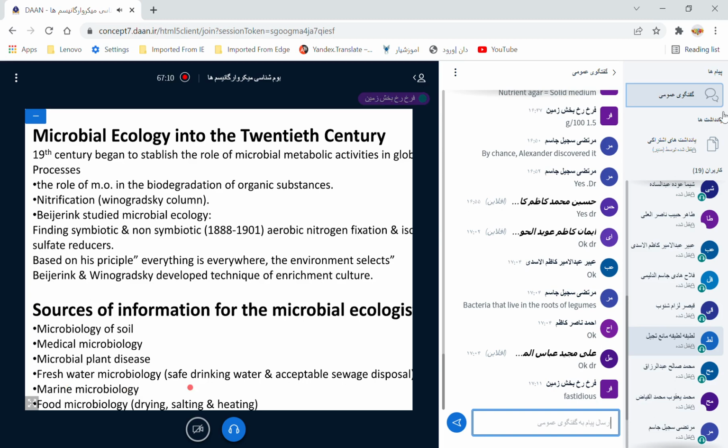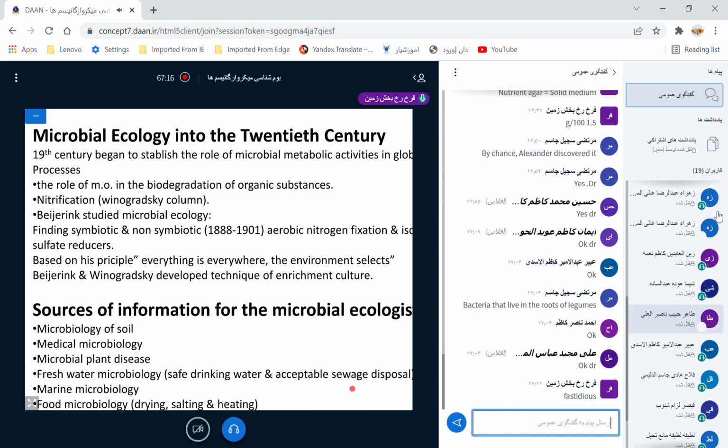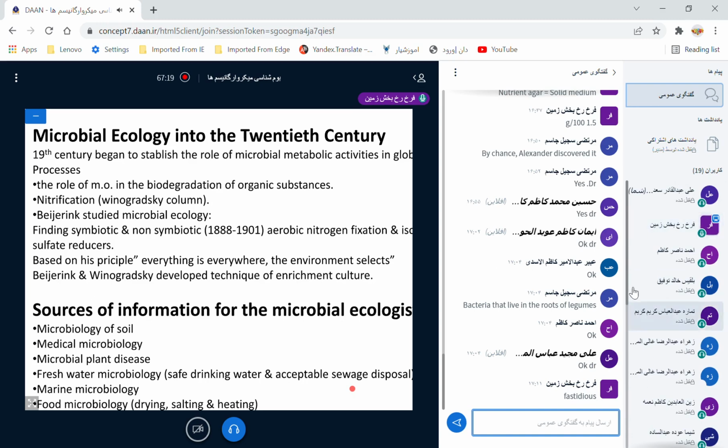Another thing is sewage disposal. So much sewage comes from humans, from cities, from villages. It contains many organic matters and water. It should come to the environment. But how? Can it come directly to the river? First we should know the microbial ecology of this disposal, this sewage.